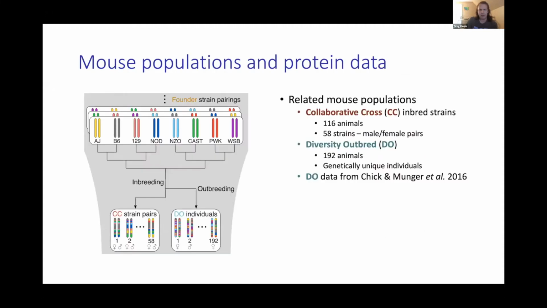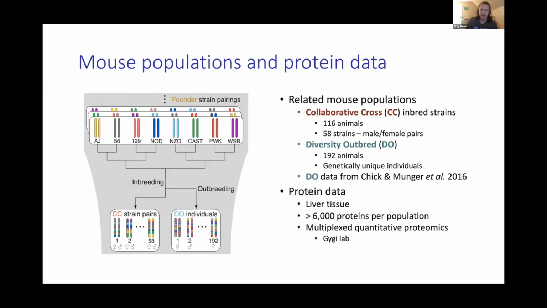Now I'll provide a few details about the specific sample populations. For the Collaborative Cross, we have 116 animals, representing 58 strains with a male and a female pair each. For the DO, we have 192 animals and roughly equal numbers of males and females. The DO data is an older experiment that was published back in 2016. The protein data is all liver tissue. We have more than 6,000 proteins quantified for each population. This represents multiplex quantitative proteomics from Steve Gygi's lab, and it's top-notch and highly quantitative.